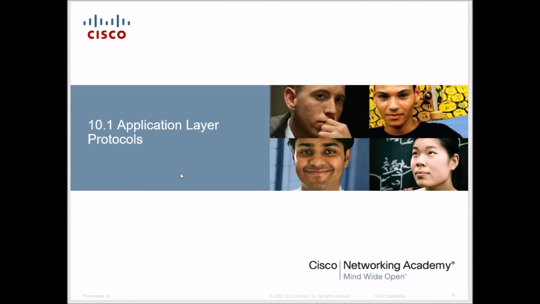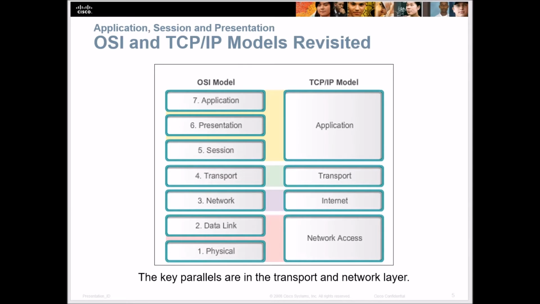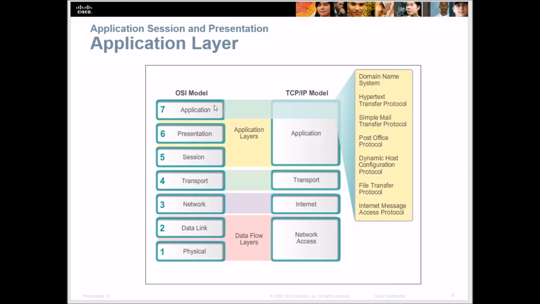So, application layer protocols. When we're looking at the OSI model versus the TCP/IP model, there are key parallels in the transport and the network layer. And then when we get up into the OSI model for session, presentation, and application, these three layers are combined into one application layer on the TCP/IP model. When we're looking at these layers, either 5, 6, and 7 on the OSI or the application layer for the TCP/IP, these are the protocols that are being taken care of.